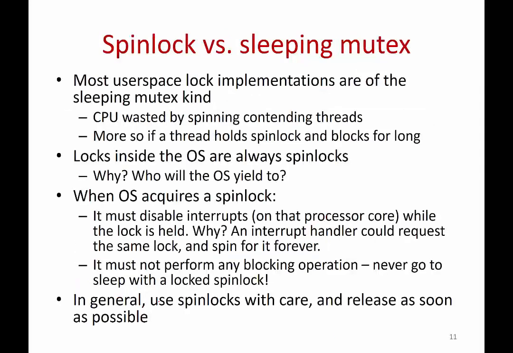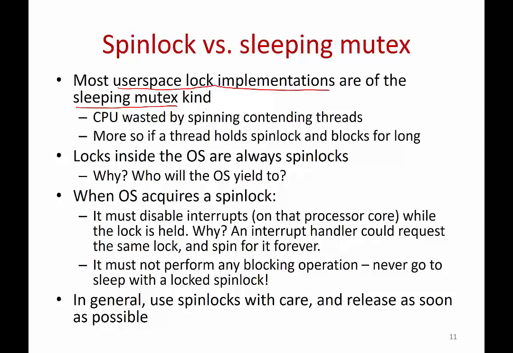So which implementation is good? Do you use a spin lock or do you use a sleeping mutex? So most user space lock implementations are the sleeping kind, right? Because you don't want to waste CPU cycles by spinning. And if one thread holds the spin lock, all the other threads of your program are constantly getting scheduled on other CPUs and they're constantly running, wasting CPU cycles and not doing anything useful. You might as well just block those threads and do useful work in some other threads, right? So in general, in user programs, it's better to use the sleeping mutex, though you can also use spin locks. There's nothing against it.